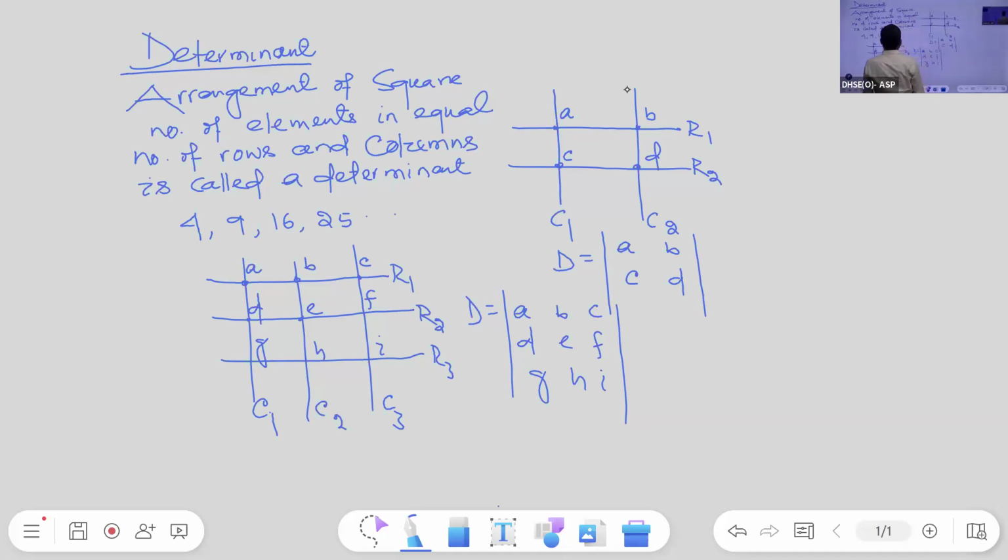Okay, then write down order of the determinant. Order of a determinant. Good morning.